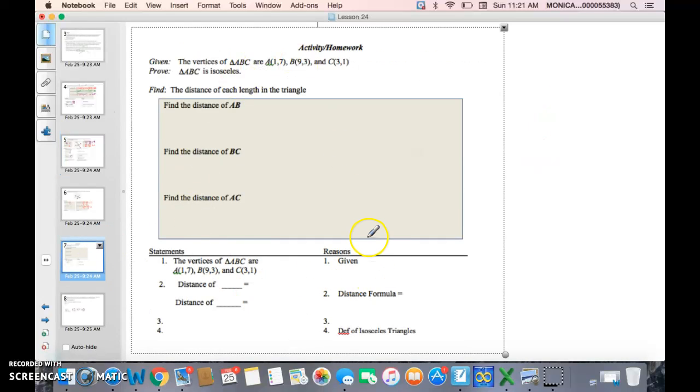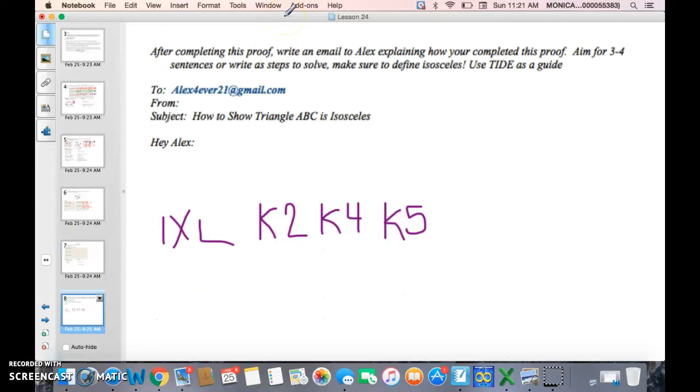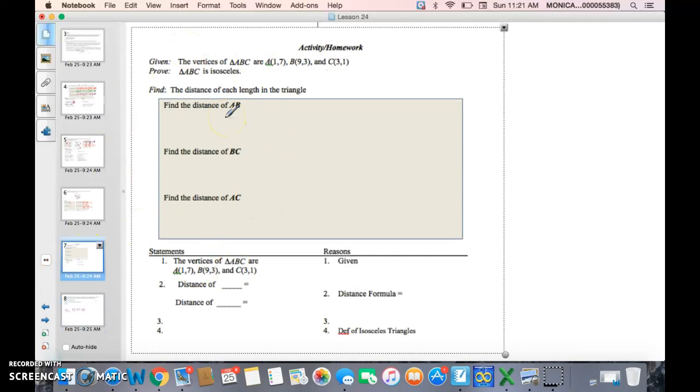So this is your homework for tonight. So go ahead and try it on your own and then come back if you want to and watch the video. You're also going to actually turn this in to me. It is a tied paragraph. I have to turn it into the front office for them to look at. So you're going to write a tied paragraph, and it's essentially going to be an email. And you're writing it to Alex, and you're going to explain how you did this proof in a 4 to 5 sentence paragraph.